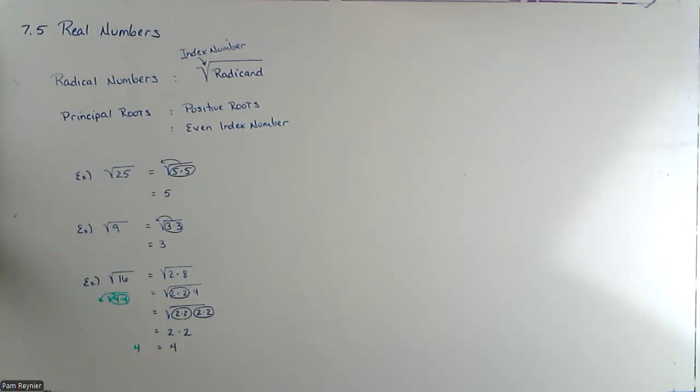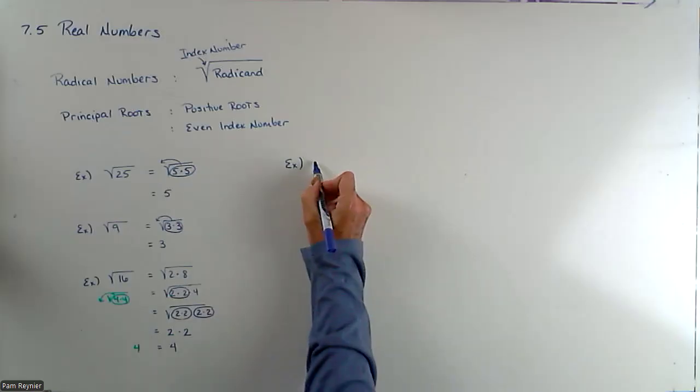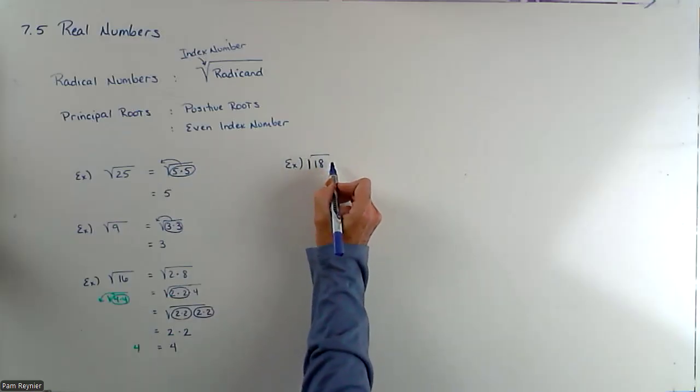Well, does this always work? Absolutely. Let's say, for example, I give you something that is not perfect. Let's say I give you 18, and I want the square root of 18.